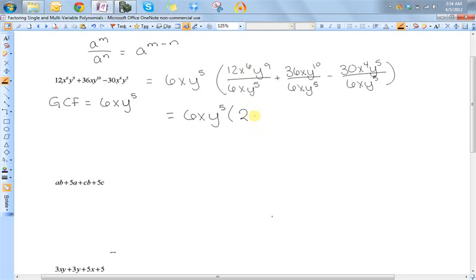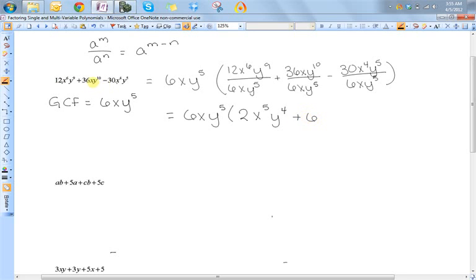X to the 6th divided by x is x to the 5th. I'm just subtracting 1 from the exponents. Then I'm going to subtract 5 from the exponent on the y's, so y to the 4th. I don't recommend writing this step. This is really just to explain where the numbers are coming from. It's easiest just to look at it and say divide the number by 6.